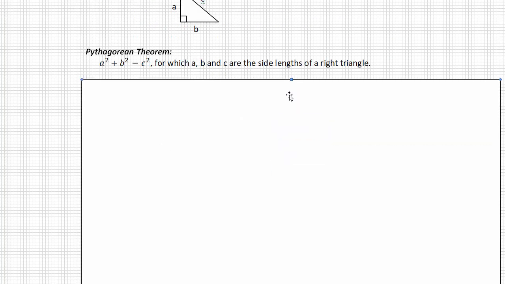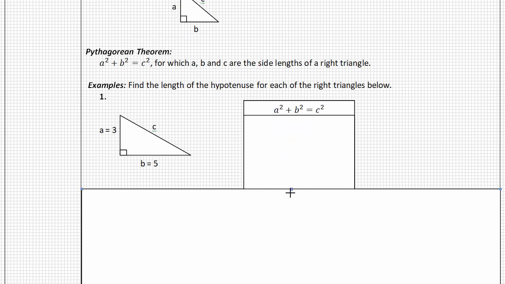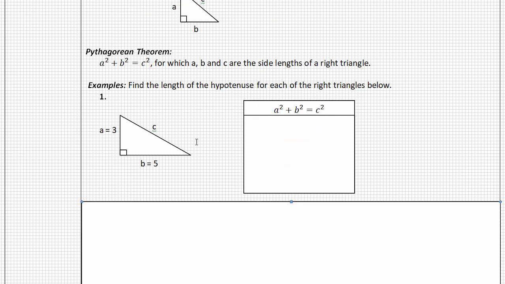So with the vocabulary and the formula that we've gone over now, let's put this into practice. Here's our first problem, and for each of the three practice problems that we do today, you're going to be asked to find the length of the hypotenuse for each of the right triangles. In example 1, we have the right triangle, and we're given side A is 3 and side B is 5, and we need to figure out how long is the hypotenuse, how long is side C.